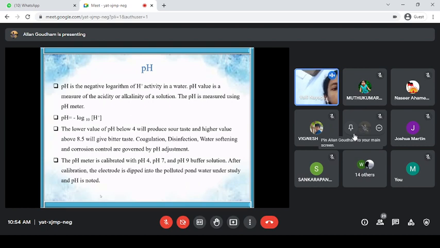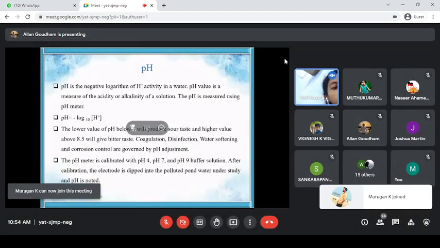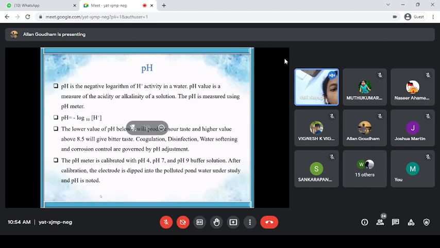pH is the negative logarithm of H plus activity in water. pH value is a measure of acidity and alkalinity of the solution. The lower value of pH is 4, which produces a sour taste, and the higher value is about 8.5. And then the pH meter is calibrated with pH 4, pH 7, and pH 9 buffer solutions. After the calibration, the electrode is dipped into the polluted pond water under study, and pH is noted for the test.